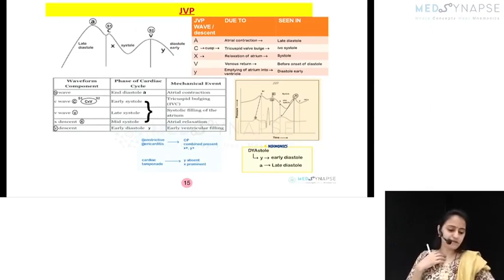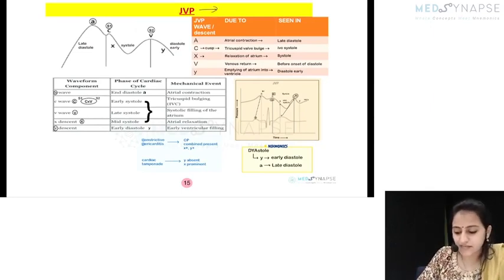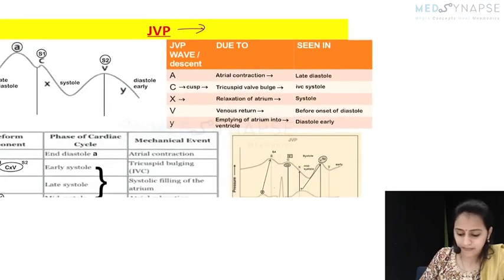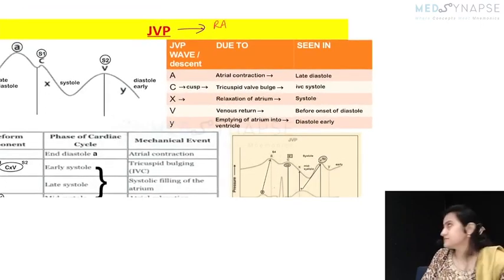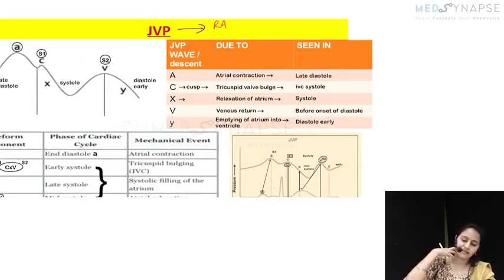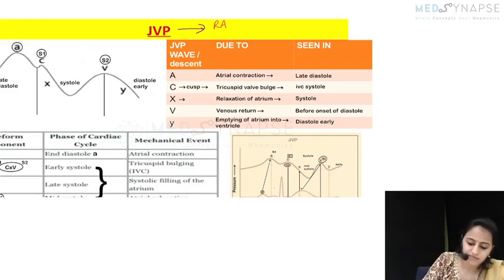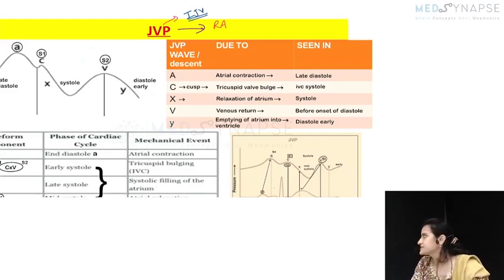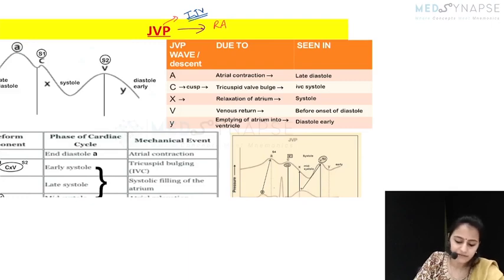Right, so JVP basically tells me the pressure in which chamber of the heart? Right atrium. Okay, right atrium. The right atrium pressure will go into the superior vena cava, and it will go into the internal jugular vein. So remember, the JVP we measure is the IJV, not the EJV. Not the external jugular vein, the internal jugular vein. So if the right atrium pressure increases, the JVP will be high.